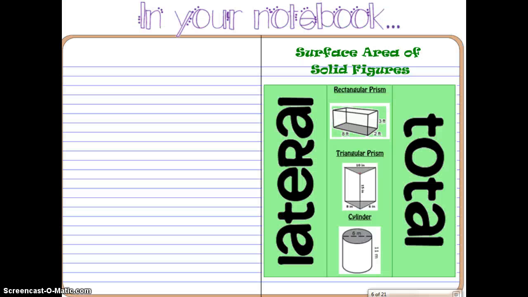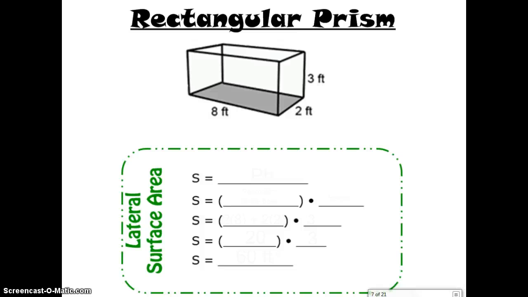Let's go to your surface area of solids foldable and fill in some examples. For a rectangular prism, the lateral surface area is pH. Please fill in your foldable now. P is the perimeter of the base. H is your height. The perimeter would be 2 times 8 plus 2 times 2. Your base is here. In this picture, it's your shaded region at the bottom.